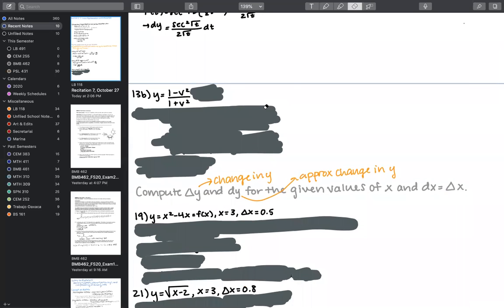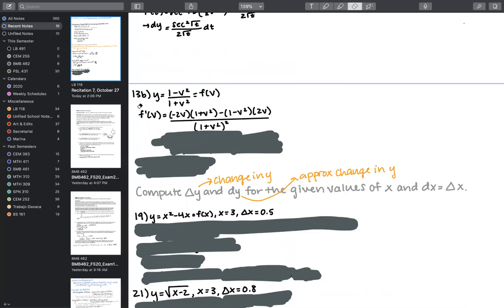Next example, we've got y is equal to 1 minus v squared over 1 plus v squared, which I have defined as f of v. So we'll take the derivative f prime of v, and it'll be a quotient rule problem. So we got the derivative of the first times the second minus the first times the derivative of the second over the second squared. Excuse me.